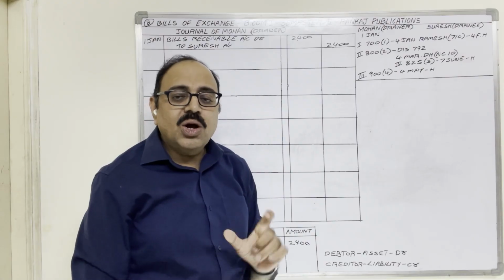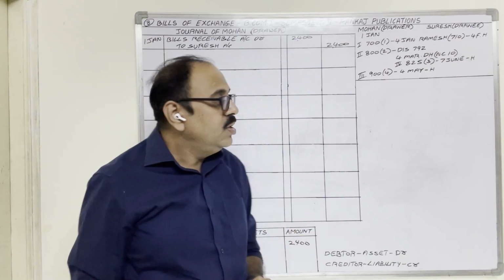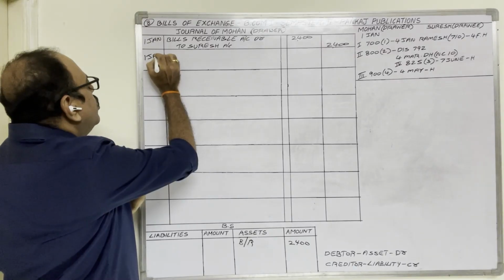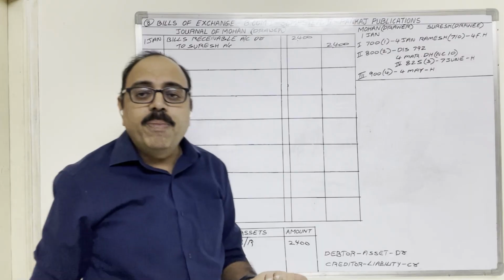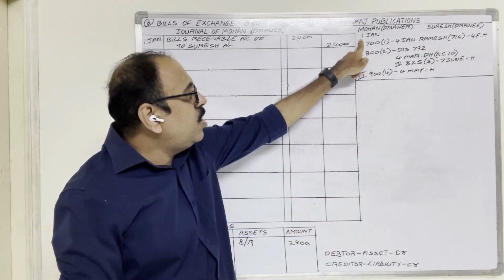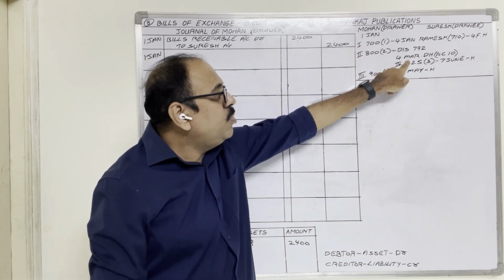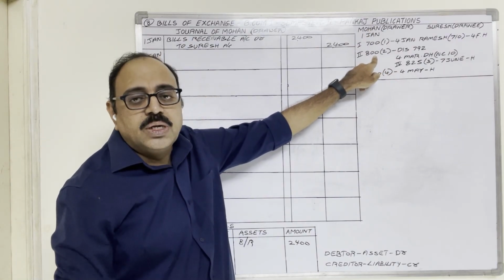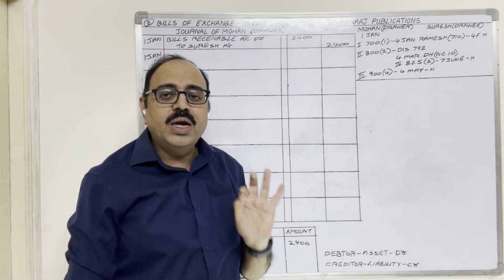In the question, the discounting date is not given. Our assumption is the same day, 1st January. So on 1st January, for discounting, we have to write the journal entry. So discounting means what? Selling the bill to the bank before the due date of the bill. So the second bill is prepared on 1st January and the second bill due date is 4th March. So before 4th March only, Mohan needs this 800 rupees. So on 1st January, he sold this bill to the bank.